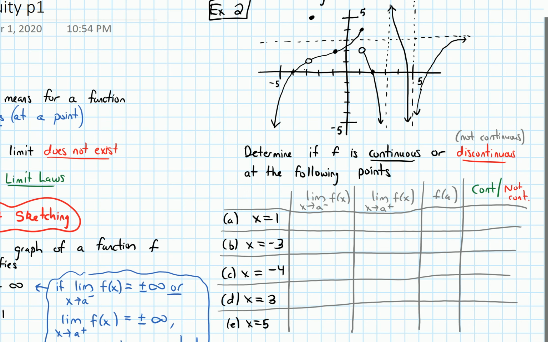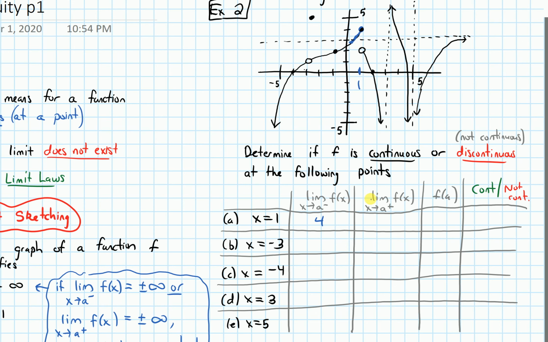For x equals 1, what's the limit as x approaches 1 from the left? So here's where 1 is. And as we approach 1 from the left, that's this part of the graph. I'm tracing it out here. The y values seem to get really close to this point's y value, which is 4.